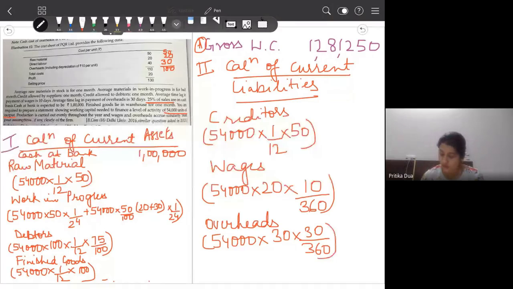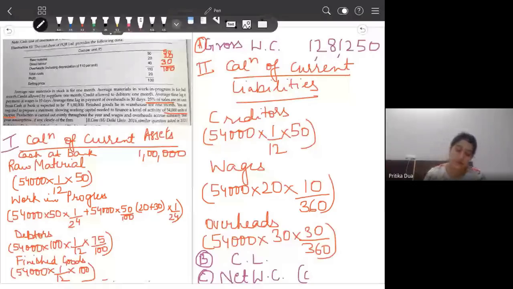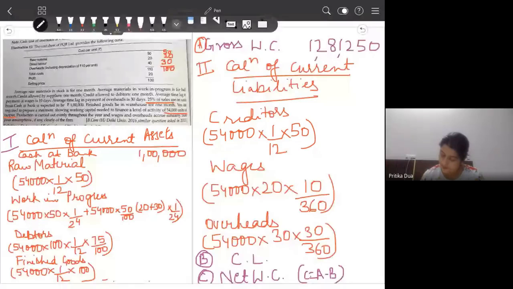So this will give you the total current liabilities, and then you can get the net working capital, A minus B. Complete. Eight nine one two five zero. This is your net working capital. This is correct.